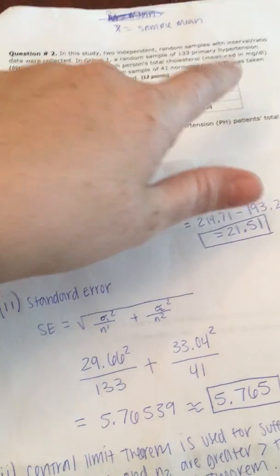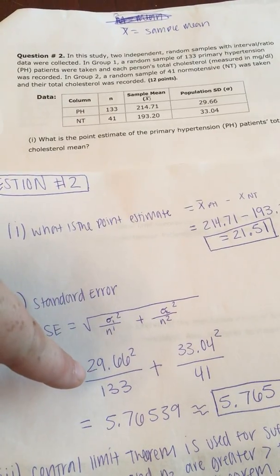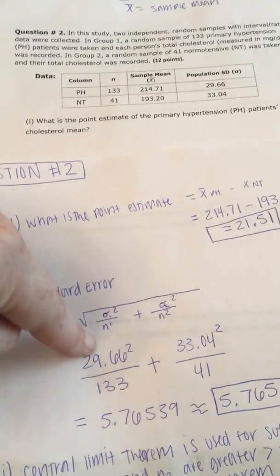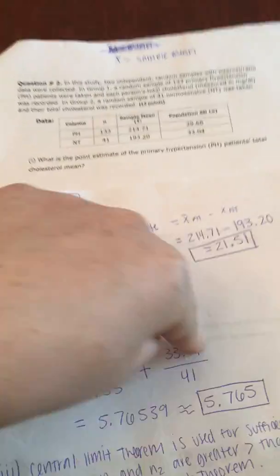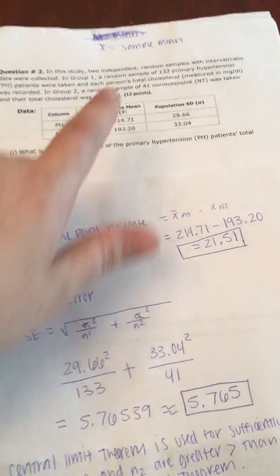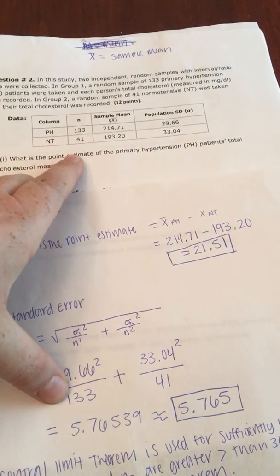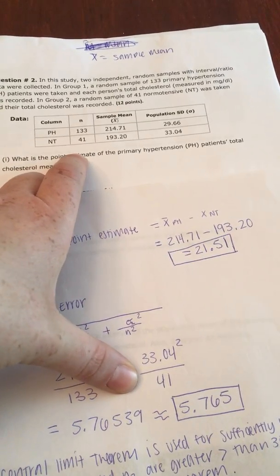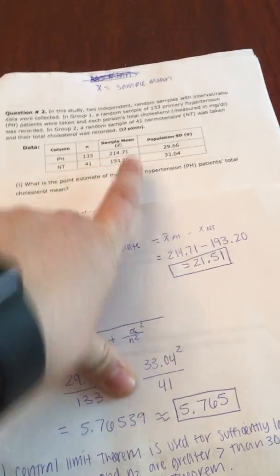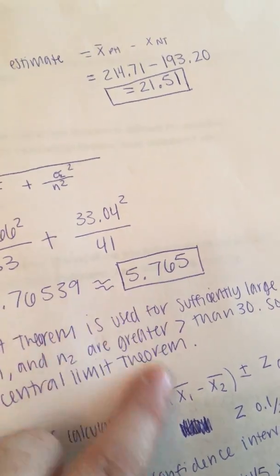So that's where we get our 33.04 because it's in column 2, and then we get the 29.66 because that's in column 1. But we're going to square that, and we're going to square this one, and we're going to put those over our total numbers in the column. So 29.66 corresponds with the same column, 133, so I put that over that, and then we are going to put 33.04 over the 41 from that same column, and it roughly comes out to about 5.765.